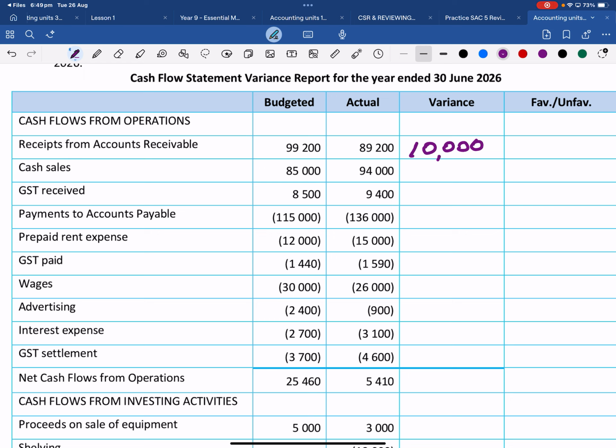Right. Okay, now, budgeted take away actual or actual take away budgeted, either way 10,000. In this case we are not going to put minus or plus. That's in maths. We will say it's good or bad, that's it. We budgeted receipts from accounts receivable 99K, but we received 10,000 less. That means it is unfavorable. You can just write UN.